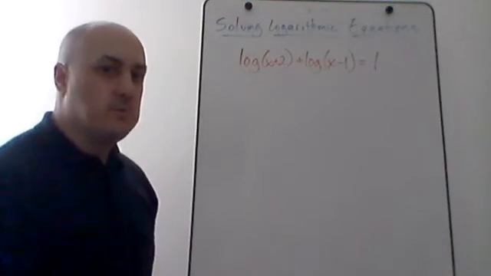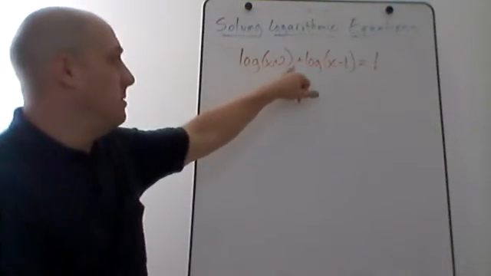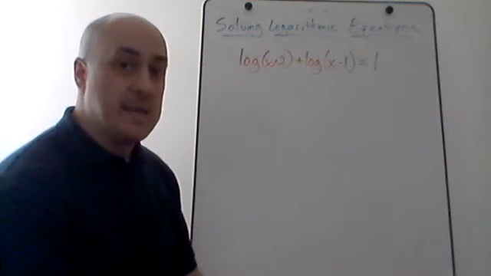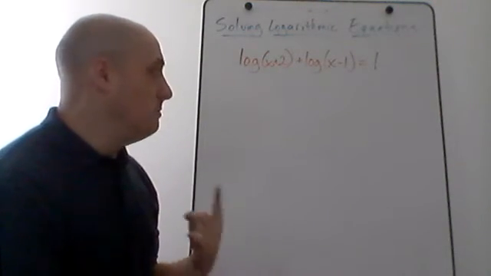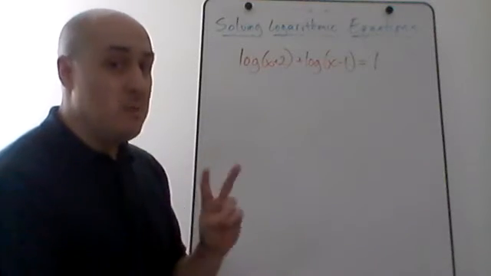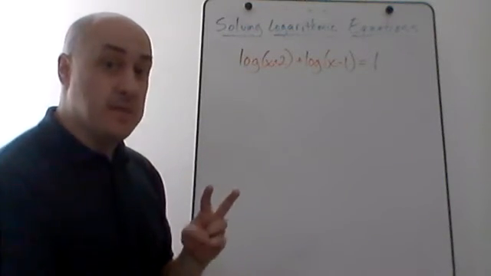All right, the next equation we're going to look at is to solve log of x plus 2 plus log of x minus 1 equals 1. So step number 1, isolate the logarithm on one side of the equation. You might have to combine logarithms if you need to.